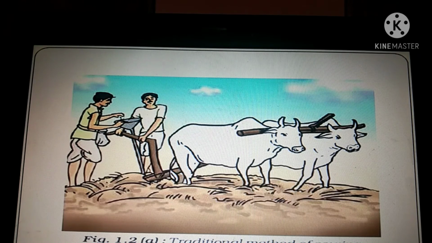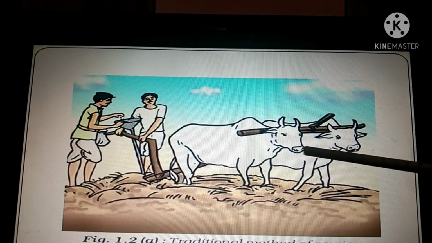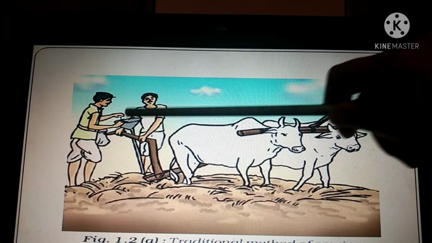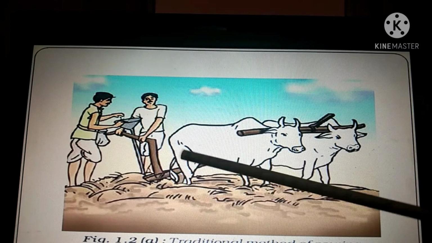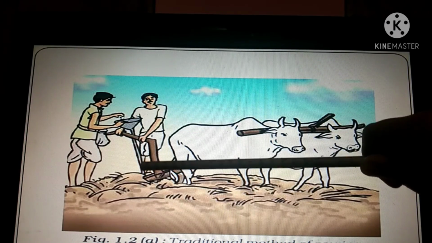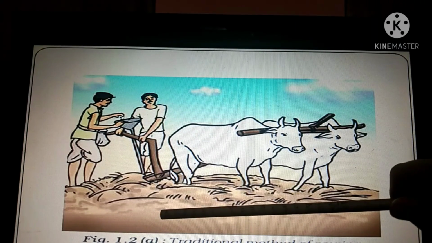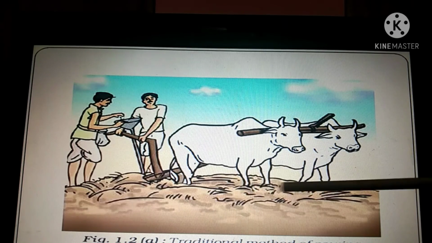You can see this is a plough. It is driven by a pair of bulls. So ploughing and sowing are done together, if you can see. This is the funnel where the seeds are placed. These seeds will go into the pipes and pierce into the soil. Once it pierces into the soil, the seeds will be placed there as the bulls move. Clear, all of you? We will continue with the further explanation in the next slides. Thank you.